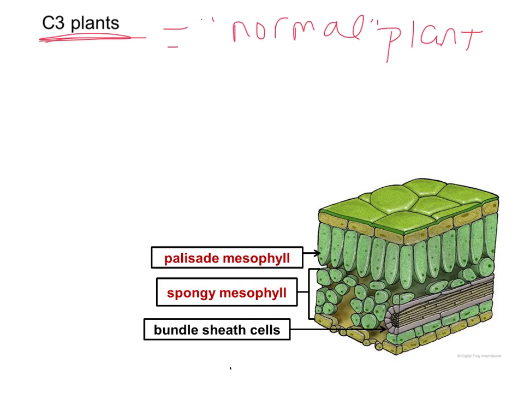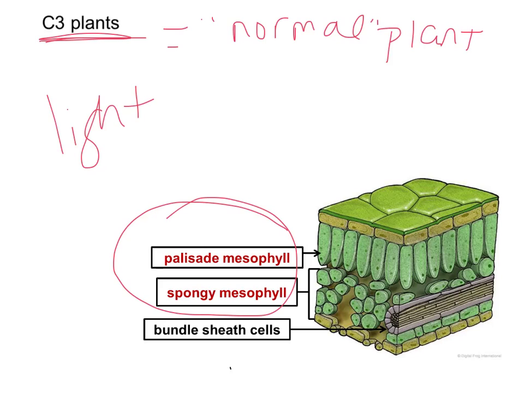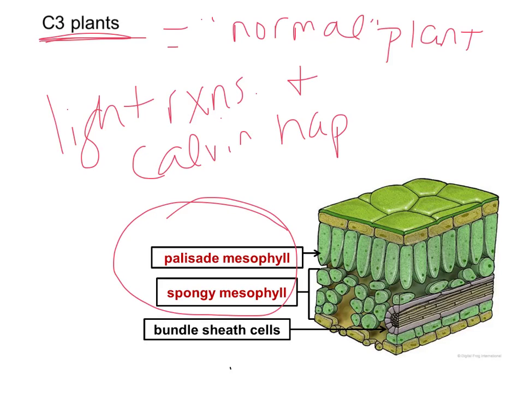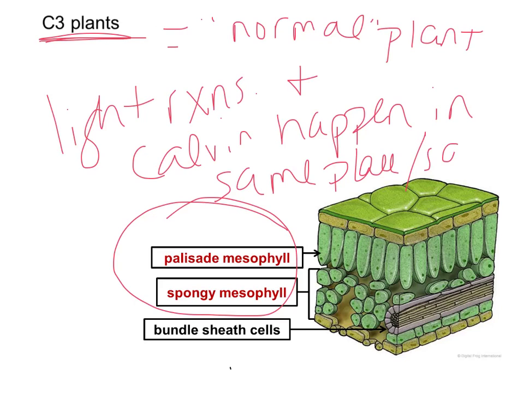This is a plant that does the light reactions and the Calvin cycle here in the mesophyll of the leaf, like we talked about at the very beginning of the video. So light reactions and Calvin cycle happen in the same place at the same time.